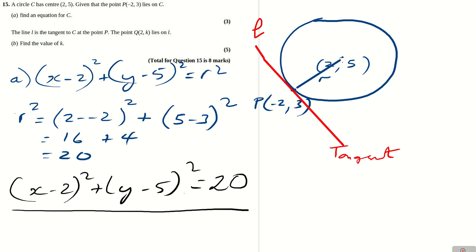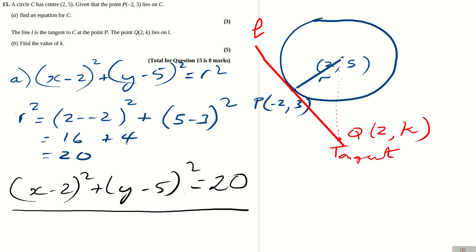So what that means is that if I draw a line down, this point here, point Q, is going to be vertically below the centre. So it's got an x value also of 2, and we need to find what the y value is. The best way, I think, is to work out the equation of the line L. When you've got the equation of the line L, we just substitute in x = 2, and that will enable us to find what k is.